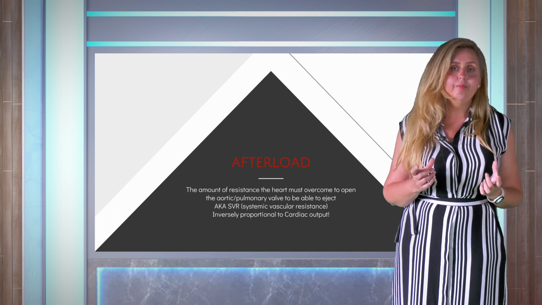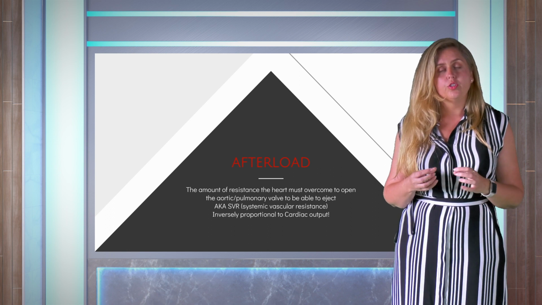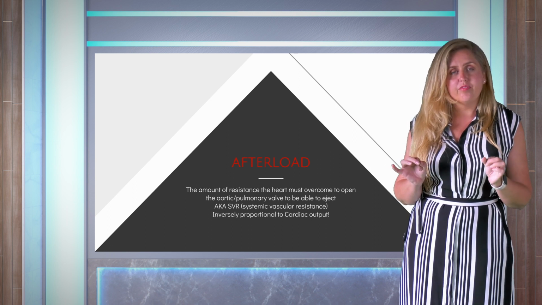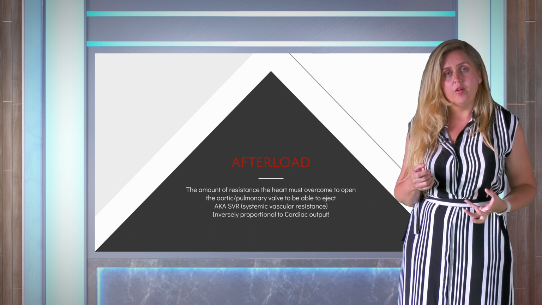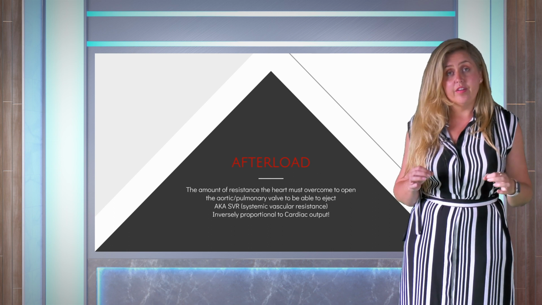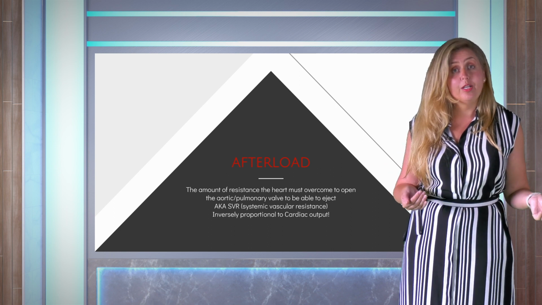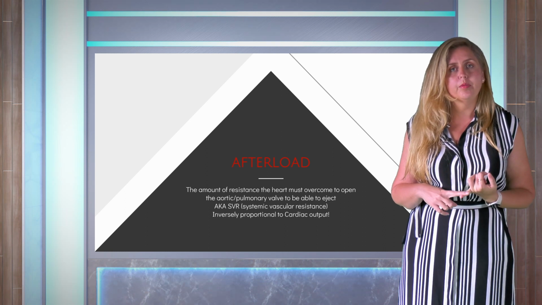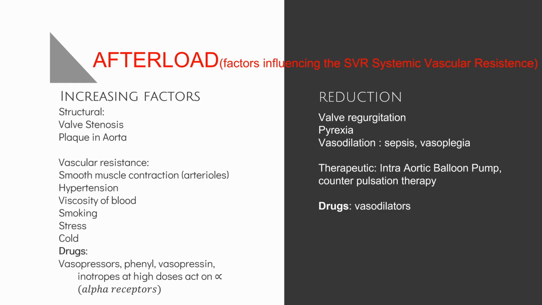It's got another name, SVR, systemic vascular resistance. So it's all the arteries and arterioles, the diameter of them. If they're very narrow, there's going to be a higher resistance, and it's going to be tougher for our heart to be able to eject. If they're very dilated, it's much easier, but our blood pressure will be lower. Just remember, afterload is inversely proportional to cardiac output. So what are some of the factors that influence afterload?